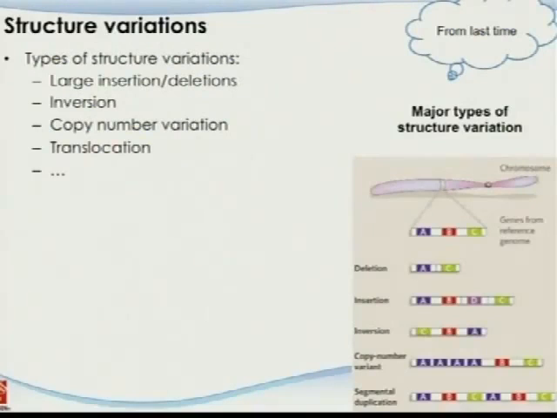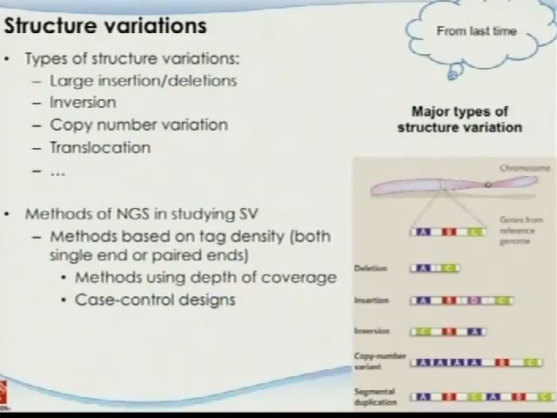And we briefly touched on structural variations. These are different types of structural variations, and as you can see, what their patterns look like. We have talked about the methods for next generation sequencing to study structural variation. There are two general categories of methods. The first one is methods based on tag densities, so how many reads I have for each individual location. And there are also two subcategories.